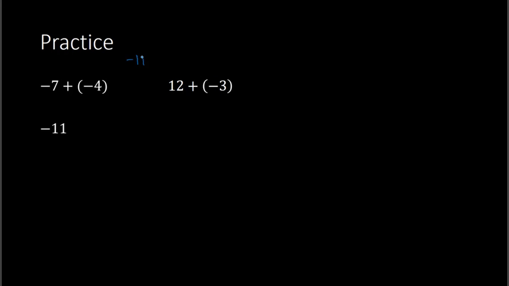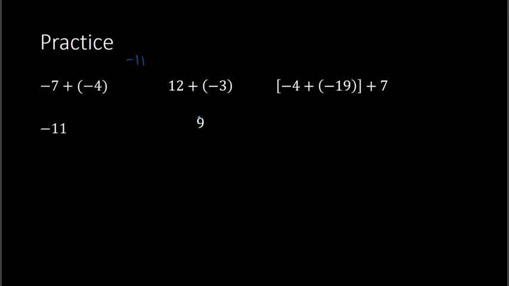Here we have 12 plus -3. Well, 12 plus -3 is the same thing as 12 minus 3, which would equal 9. If we didn't see that, we would see that the signs are different. We have a +12 and a -3. So when I add them together, I subtract the two numbers, 12 and 3, to get 9. And the sign of my answer is going to be the sign of the bigger of the two. So 12 is bigger than 3, 12 is positive, so my answer is +9.